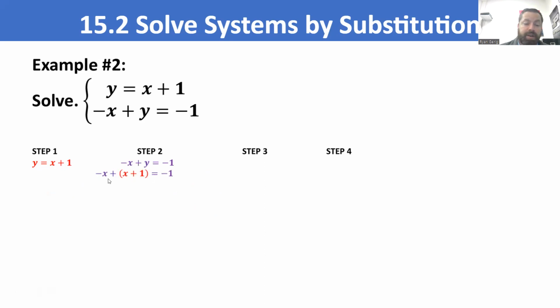Add the things together. Negative x plus x is 0x. They cancel. 1 does not equal negative 1. If the variables cancel and the remaining numbers are not equal, you have no solutions. And again, you can skip steps 3 and 4. So that's substitution, and that concludes lesson 2.